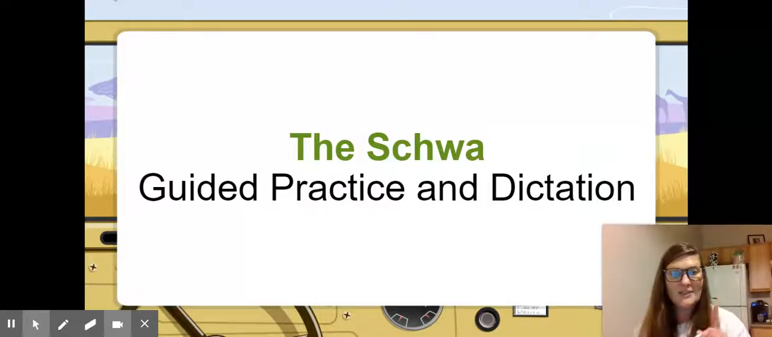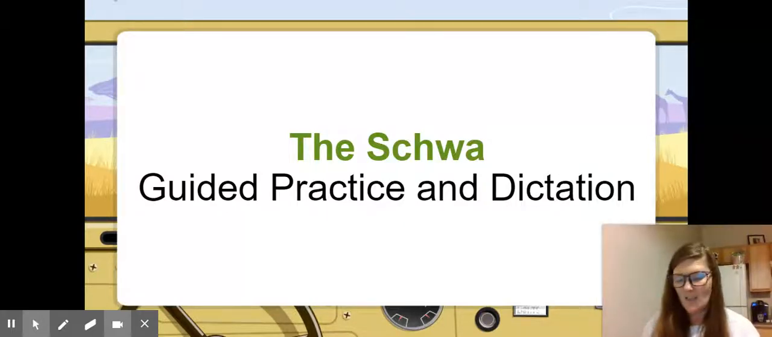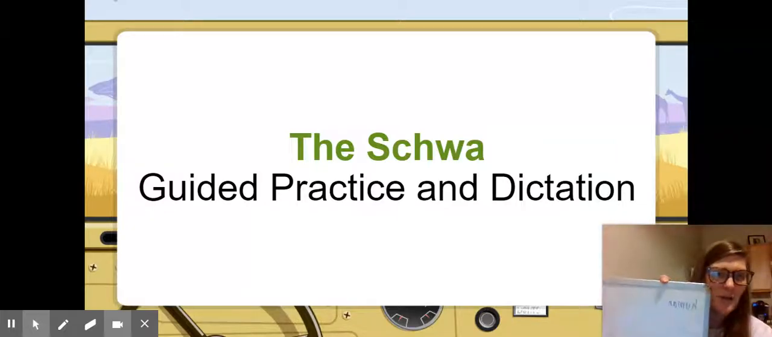H is the first sound. U is the second sound. M is the third sound. The fourth sound is an A in this word, and N is the last sound. Okay, so for this word, we would mark those two vowels.